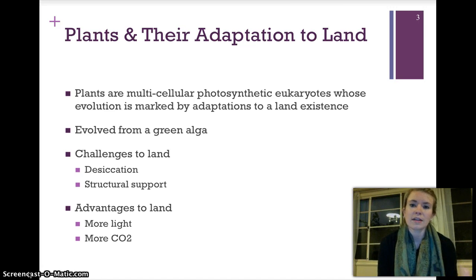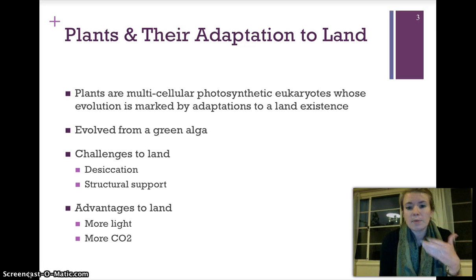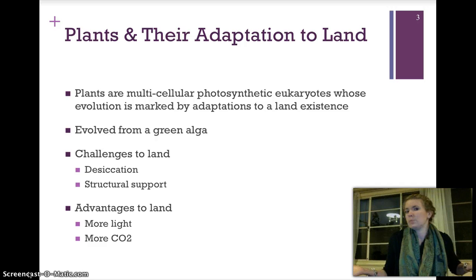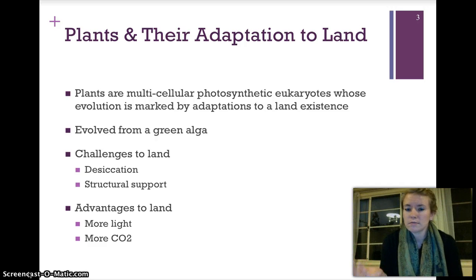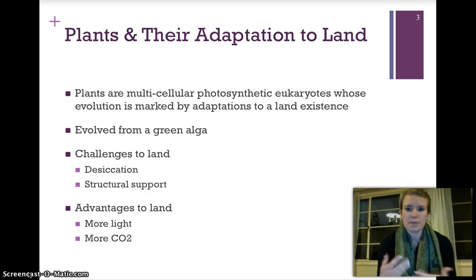Moving on to land, they had to find a way to stand up to be closest to the sunlight and to evolve structural tissue, like our bones. Think of us: if you're in the water, you don't really need your bones, right? Unless you're trying to stand up. Even if you're in deep water, your bones aren't doing you that much because you're not supporting yourself. But as soon as you get on land, you need your bones to stand up straight. So plants had to come up with a way to solve that problem.